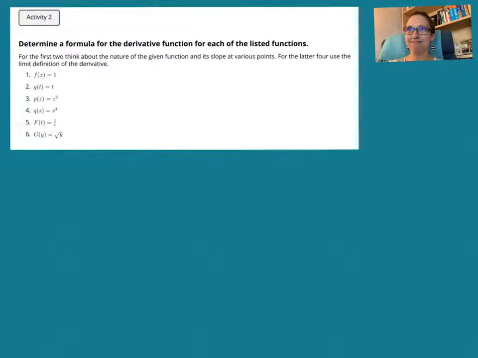All right, folks, we will start at the very beginning to the extent that is possible. For the first 2 examples, we're going to think about the given function and its slope. So number 1, f of x is the function 1. Let's graph this thing. These are x and y axes, and this function is just a horizontal line, y equals 1. Now, what is the slope of a horizontal line?